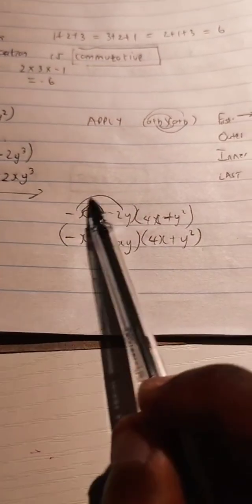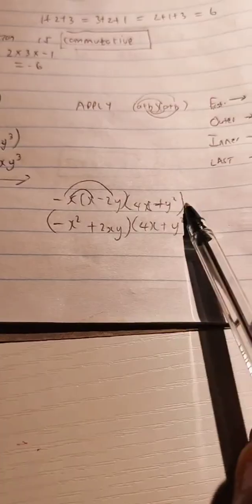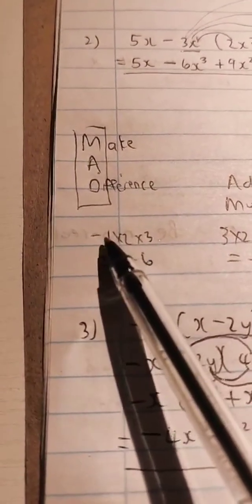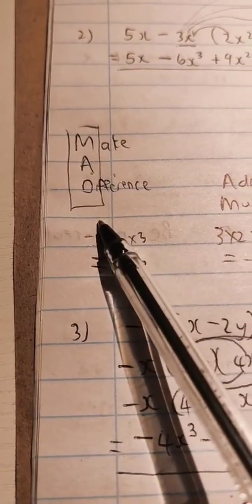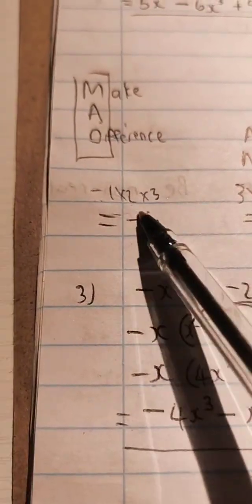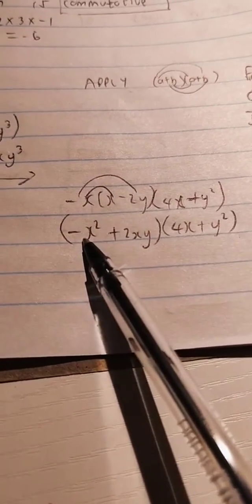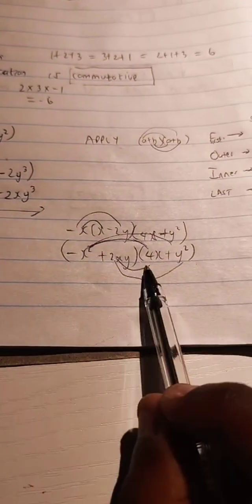Or you could take the negative x and distribute. You're not going to distribute the negative x to both brackets. No, you distribute it to one. Just like when you are saying negative 1 times 2 times 3, you take the negative 1, multiply it with 2 alone, and you get negative 2. Then you take the negative 2 and multiply it by 3, and you get negative 6. So you do the same thing here. Take the negative x, distribute it to this bracket alone. Then you get negative x squared plus 2xy. You keep the bracket, then you FOIL these two. You'll get the same answer. Let me show you the same answer.